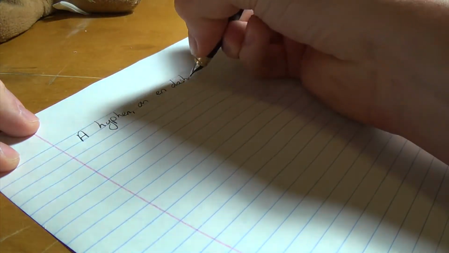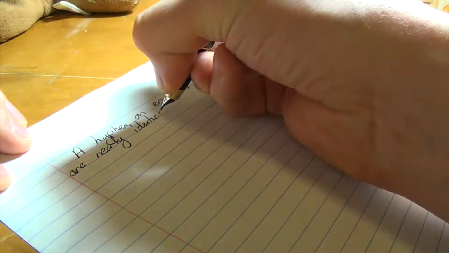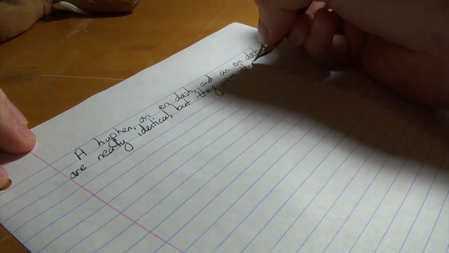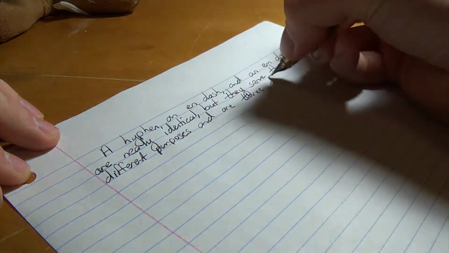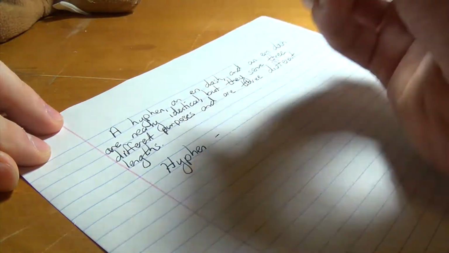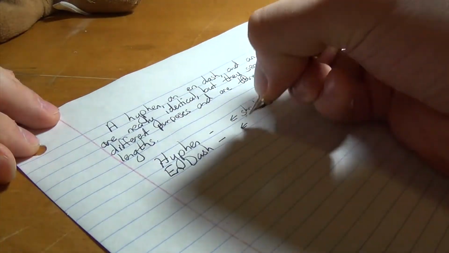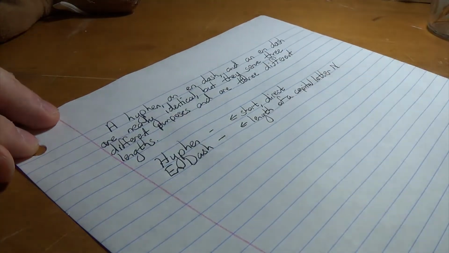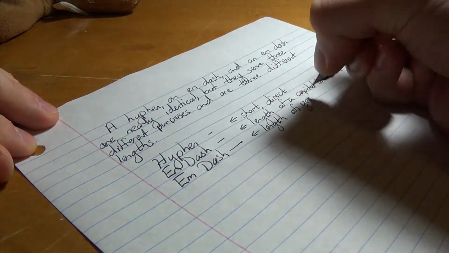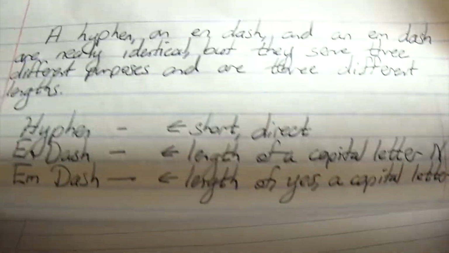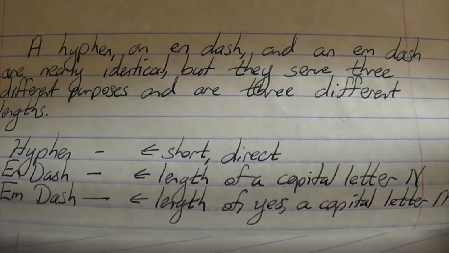Our third punctuation set is the dashes. Now there are three different types of dash. There's a hyphen, an N dash, and an M dash. They're nearly identical because frankly they're just three little short lines, but they serve three different purposes and they're three different lengths. Now the hyphen is just a short, direct little jot of the pen.